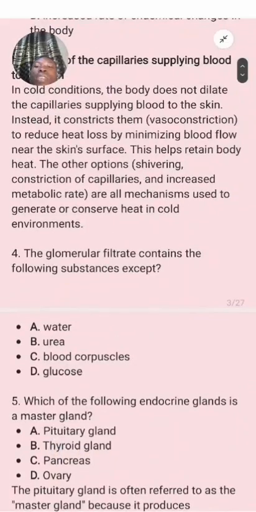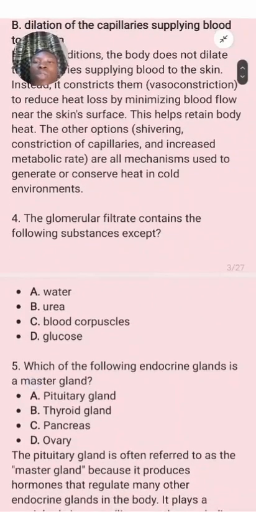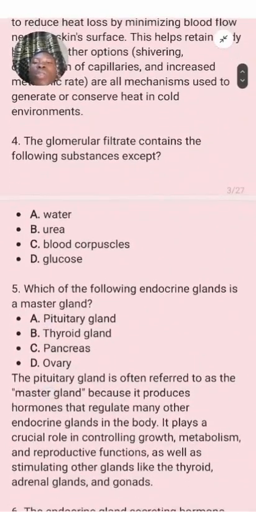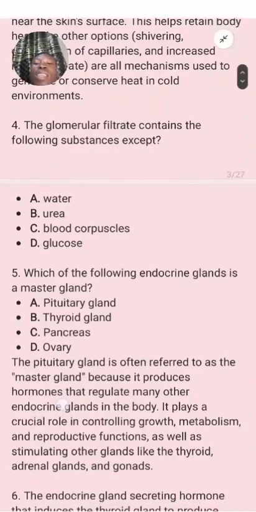The next is, the glomerular filtrate contains the following substances except. The correct option there is the blood corpuscles. The glomerular filtrate cannot contain something large. It can contain water, urea, glucose, but the blood cells are quite large. Then it cannot handle proteins too. Okay, so let us look into that. Blood corpuscles and proteins.